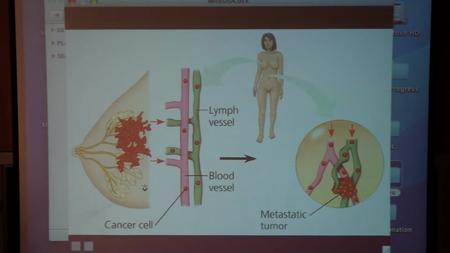So anyway, this chapter on mitosis is all about how cells reproduce. And in many cases, it's good reproduction, like growth and development and repairing injuries. But in some cases, it's abnormal reproduction, like you get in cancer.